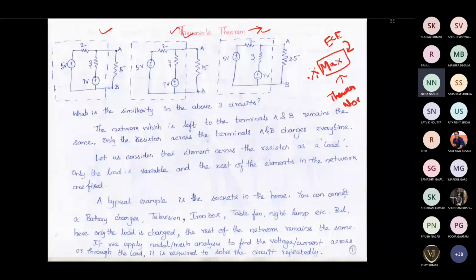As one of your friends said, you can see that only this 5 ohm resistor, that means the resistor across the terminals A and B, is changing. Remaining all other circuit is exactly the same, no other difference is there. In a complete circuit, only one resistor is changing, remaining all other circuit is constant, that is given by this dotted line. The circuit given in the dotted line is not changing at all. Only the resistor across the terminals A and B is changing among these three circuits.